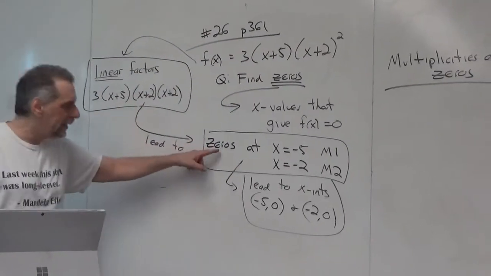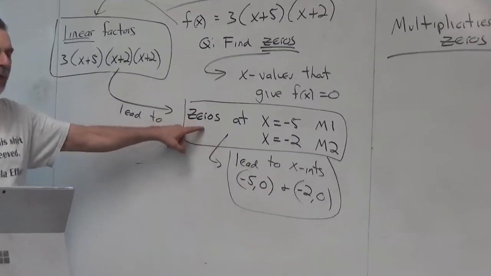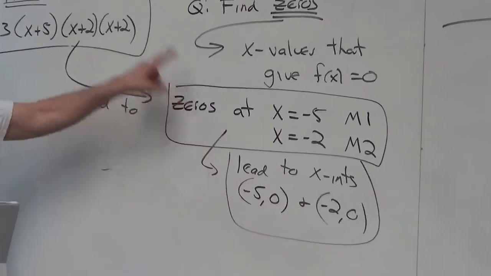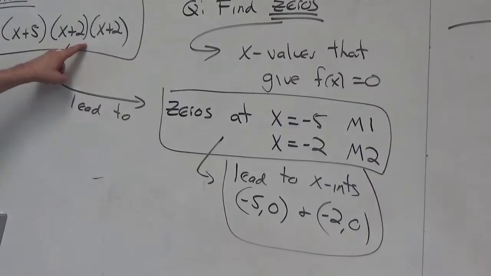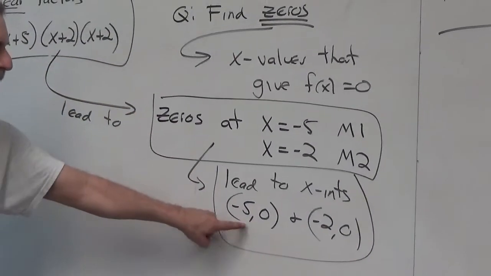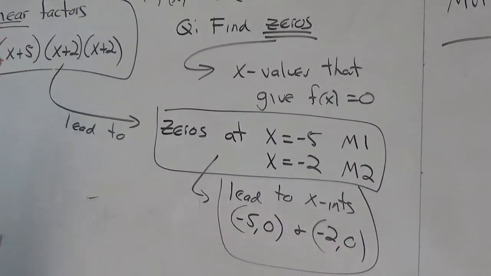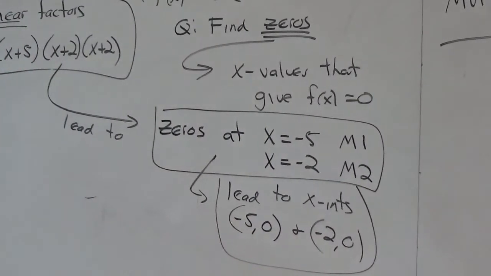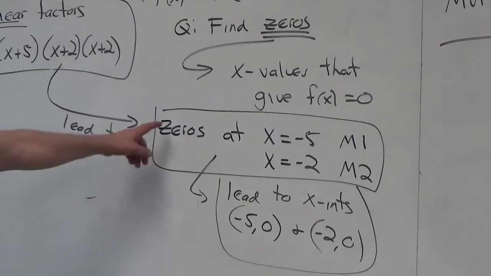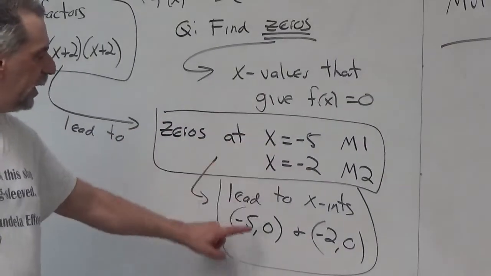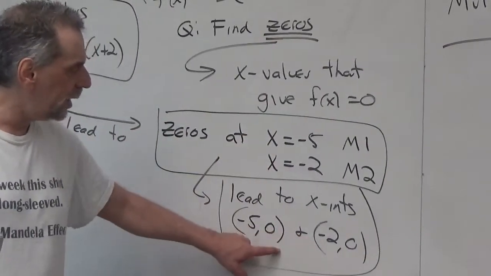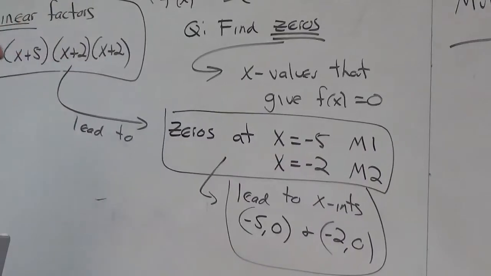If you're asked for the zeros of the function, you're being asked for the x values that make the factors equal to 0. And if you're asked for the x-intercepts, be sure that you give ordered pairs as the x-intercepts. All right, so we determined that this function has zeros at -5 and -2, which tell us the x-intercepts are here, and we know the multiplicities.